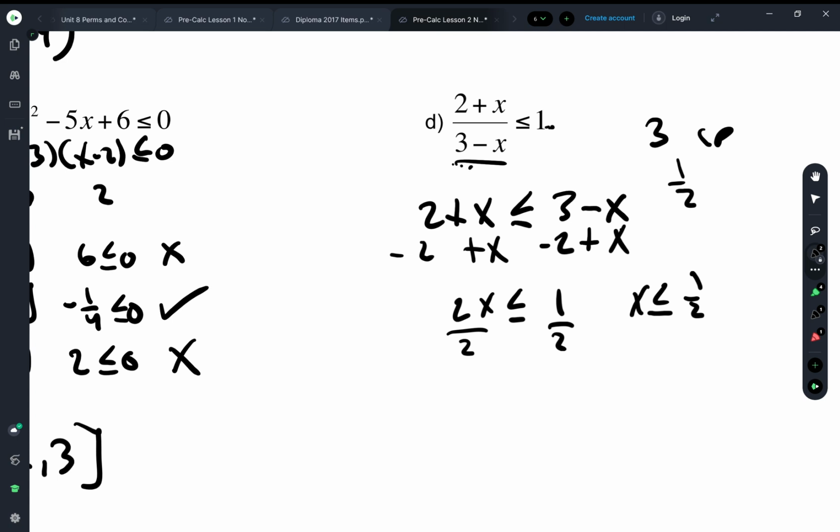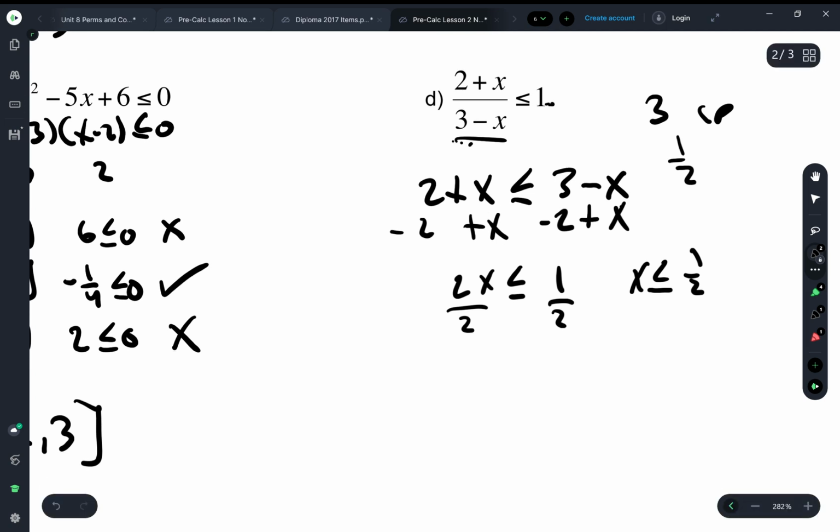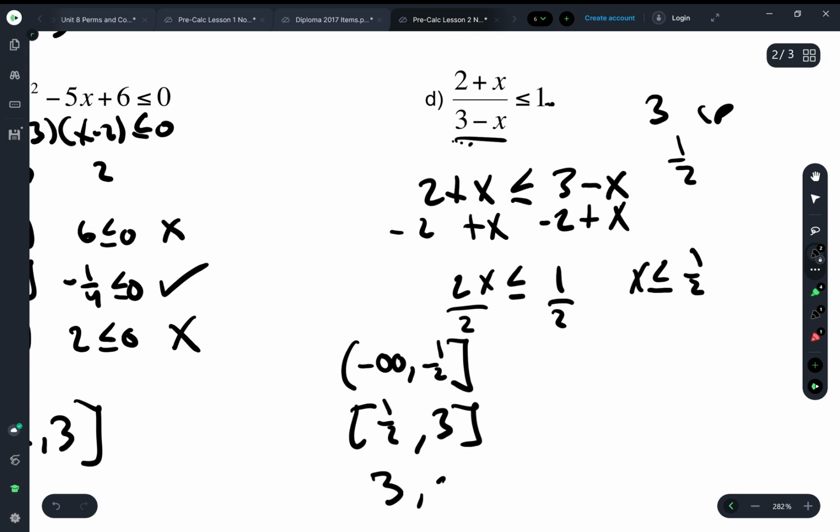Questions on that? So the difference is it wasn't equal to 0 there. So that top being 0 was not a big deal. Okay. So what we're going to do now is we have our sections. We have negative infinity to 1/2, sorry, that's included, we have 1/2 to 3, and we have 3 to infinity. Those are our 3 sections.